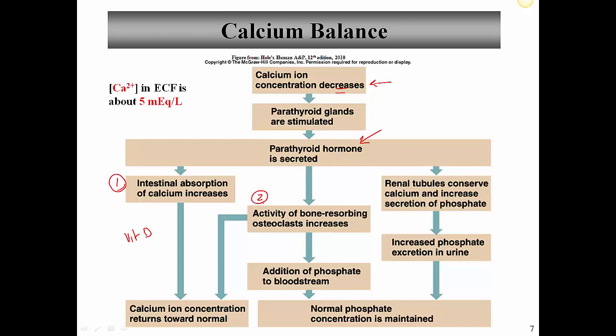The second place it acts is at the bone. It activates osteoclasts to dissolve away the bone, that is, resorb the bone. When that happens, we have an elevation of calcium salts, which eventually go into the blood. This helps to restore the normal calcium concentration. And the last place parathyroid hormone acts is at the kidneys. This decreases calcium excretion from the body, and it increases secretion of phosphate from the body. Calcium and phosphate largely work in opposite directions.